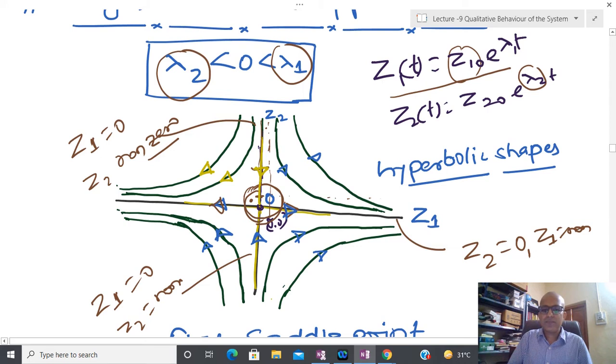Sir, which point are you talking about? Here, I am talking about this point. Is it visible to you? I have drawn it. Okay, I will change the color. Then things become okay. Now are you able to see this point? Yes, sir. Okay, then what is the behavior?